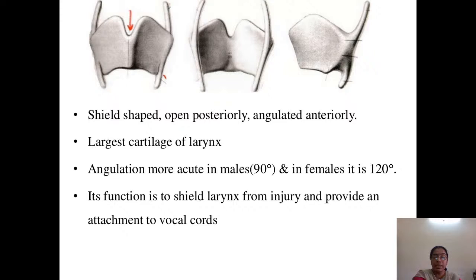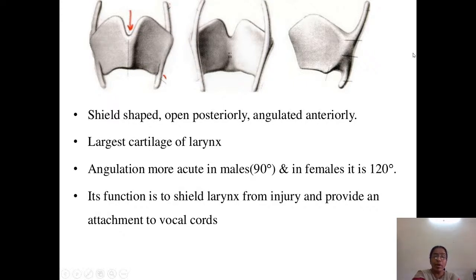Other than that, you do not have to write very extensively at your level, just a few points about each cartilage, at least about the unpaired cartilages, because these are very important. I have highlighted only a few points for the thyroid cartilage, cricoid cartilage and epiglottis, which are well understood by means of the diagram.